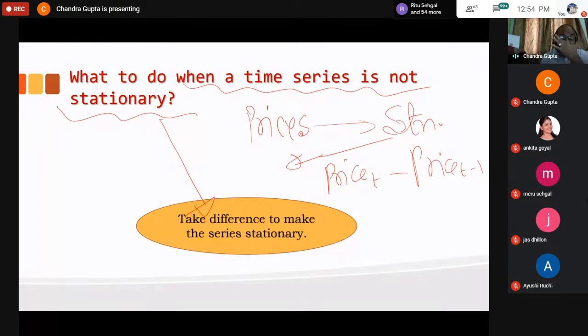So if you take the first difference of the series, then it may be possible that your series has become stationary. And we have seen that by taking the first difference, we have made the series stationary.